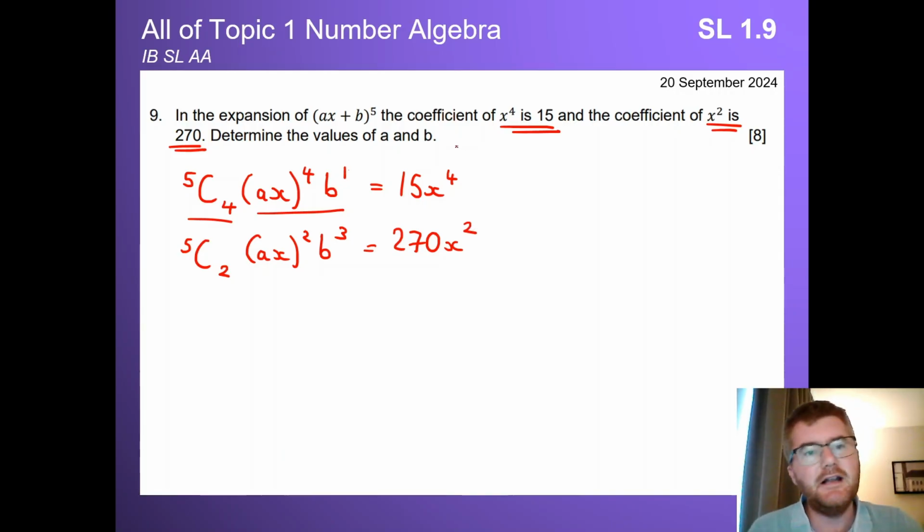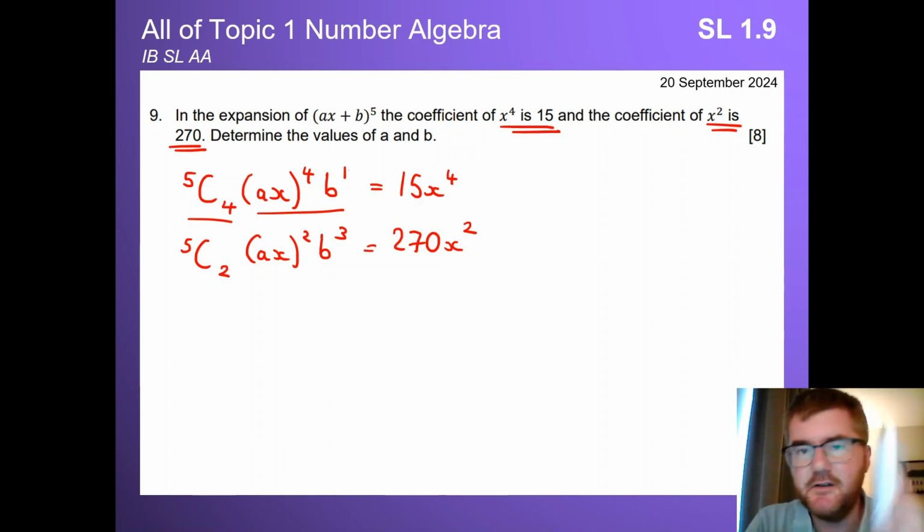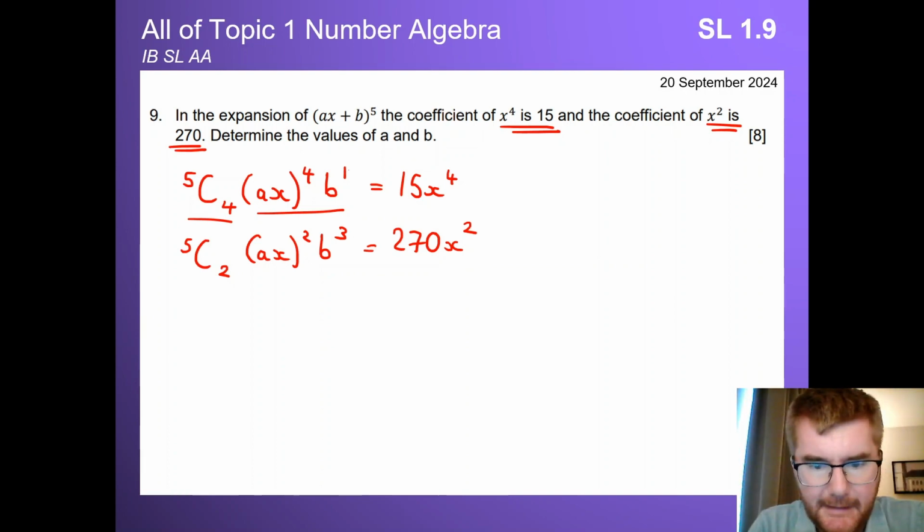So we can use the calculator to work out 5C4. You can probably use the formula as well. On these calculators, it's a pain to find. So on my graphical calculator, again, it's the CG50, I always find this is a complete pain to do.